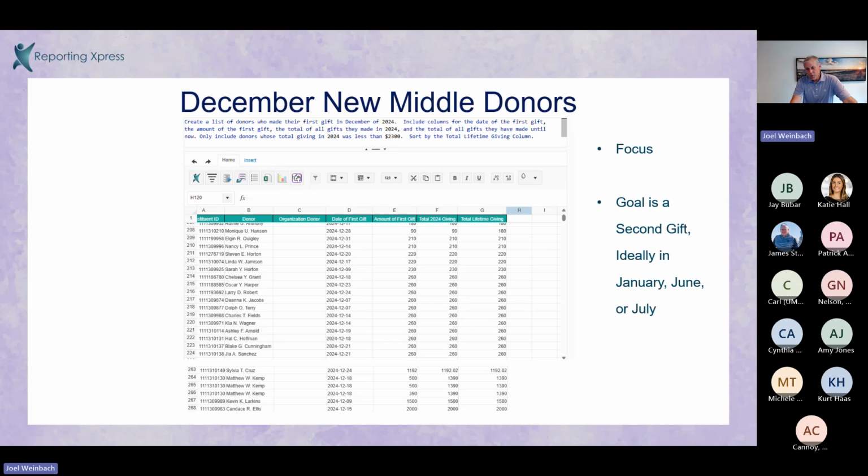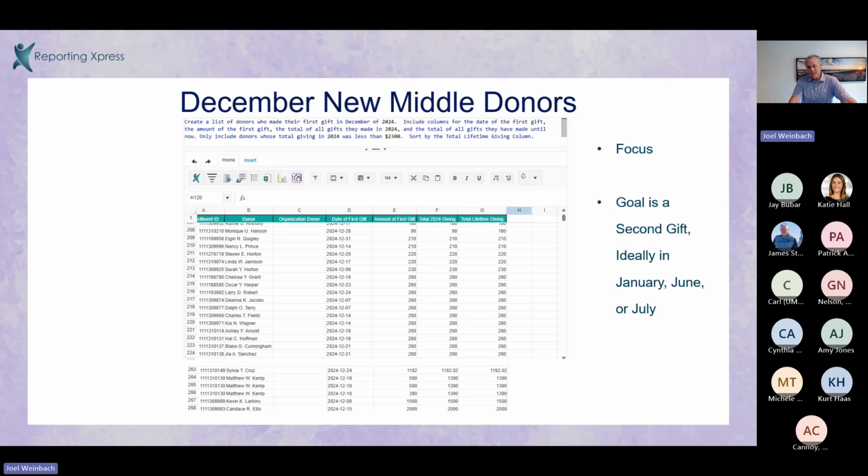So we really want to push them for a second gift in those months. When we get that second gift, the statistics will show that those donors are much more likely to make future gifts and have a much higher lifetime expected value. Their retention rate goes up and their lifetime future value goes up.